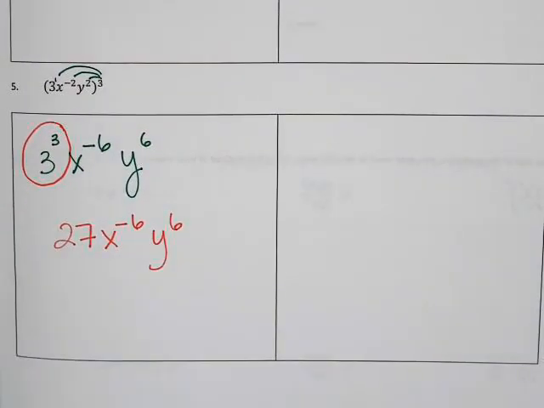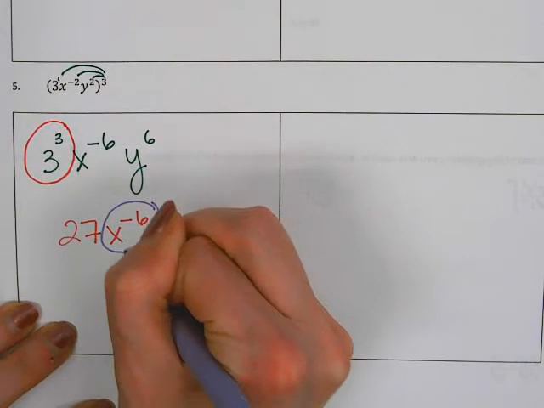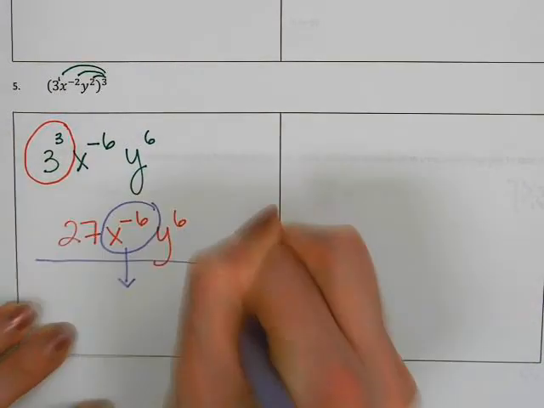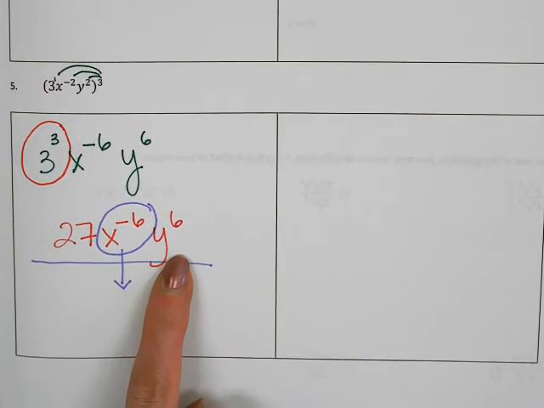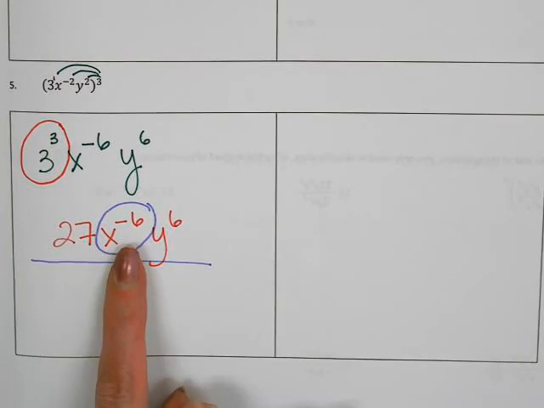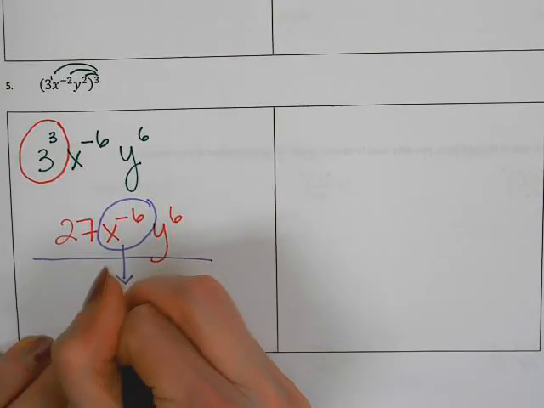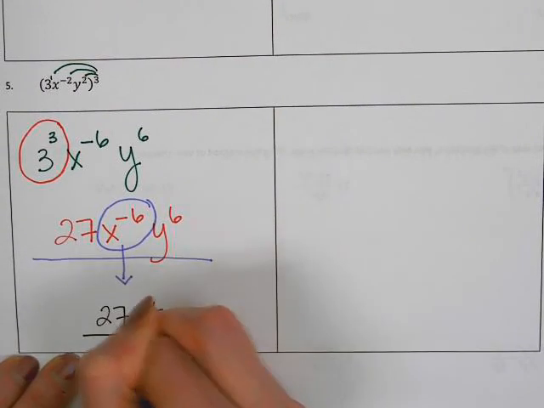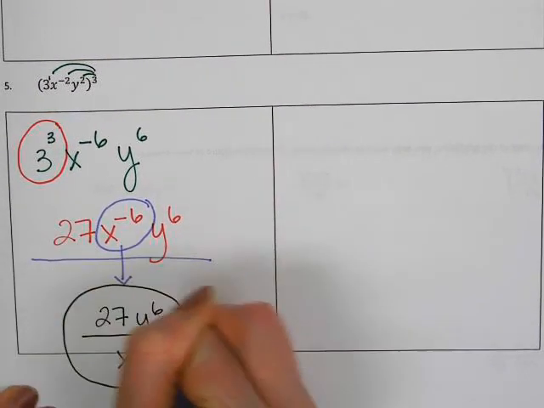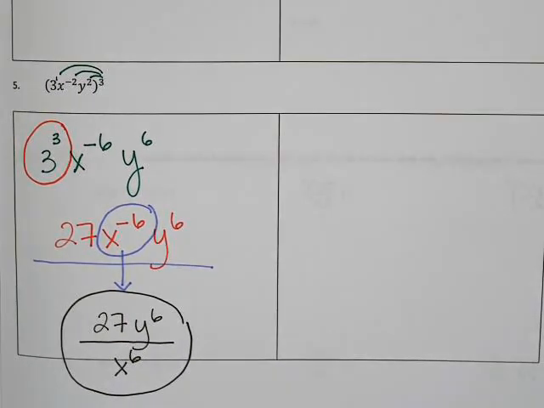Okay, and then lastly, no negative exponents are allowed. So if your exponent's negative, you got to drop it like it's hot. But don't move the 27 and the y6, only the base with its negative power. So final answer, we still have the 27 and the y6 on top, but the x to the 6 drops, and when you drop it, it becomes positive. Okay, so that's that one.